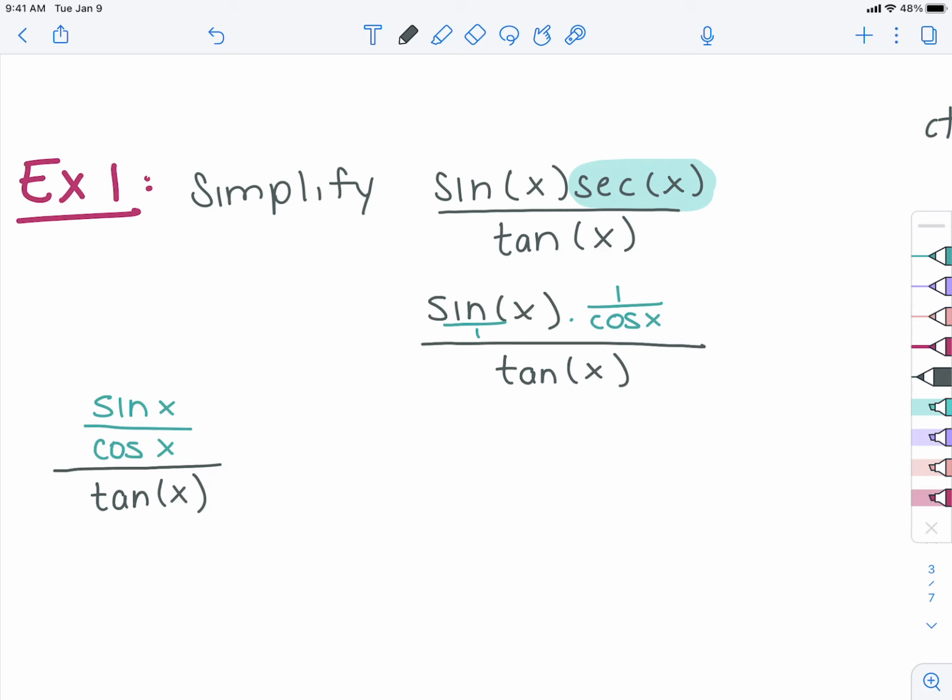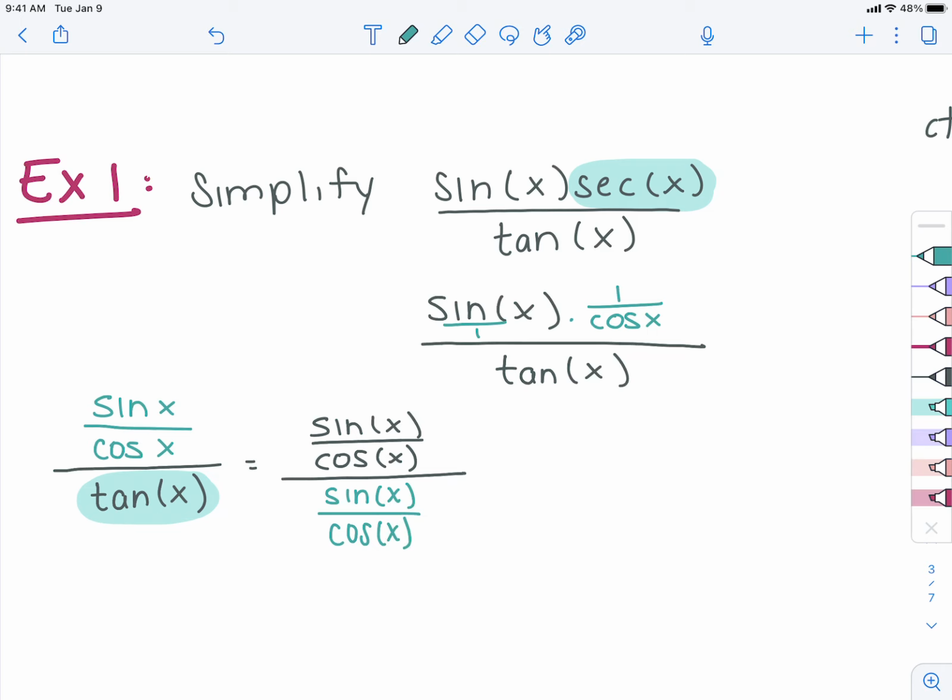So now I want to get everything to be sine and cosine. So I also want to change tangent. Tangent can be sine over cosine, right? So now I'm going to take my tangent, and instead of writing tangent, I'm going to write sine of x over cosine of x. So I'm going to bring the top of my fraction over. I'm still going to have sine of x over cosine of x. And now instead of writing tangent in my denominator, I know tangent is the same thing as sine of x over cosine of x.